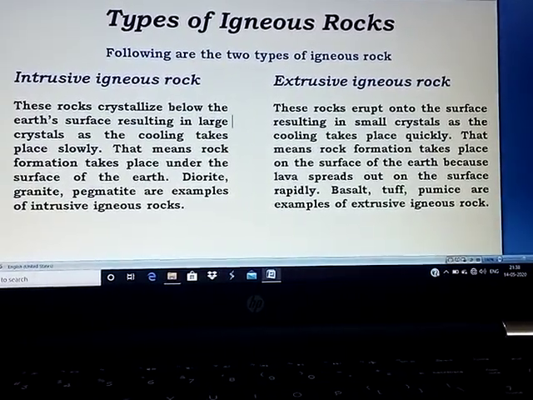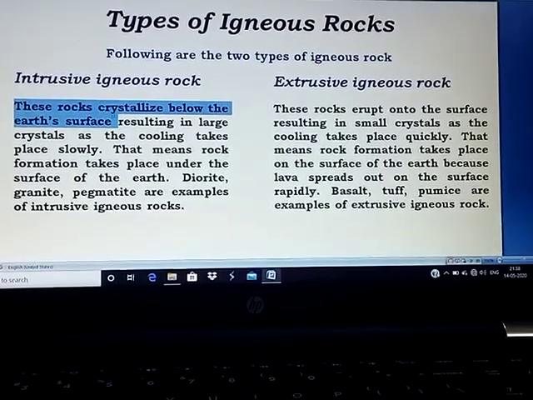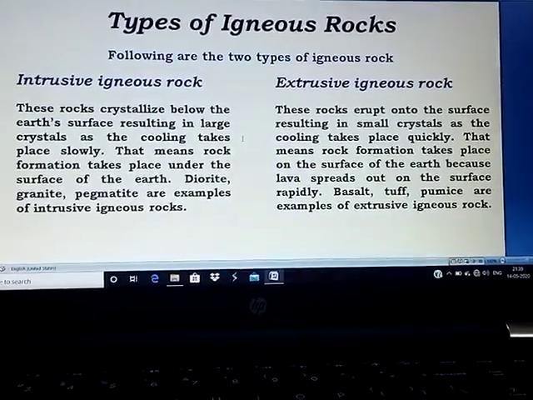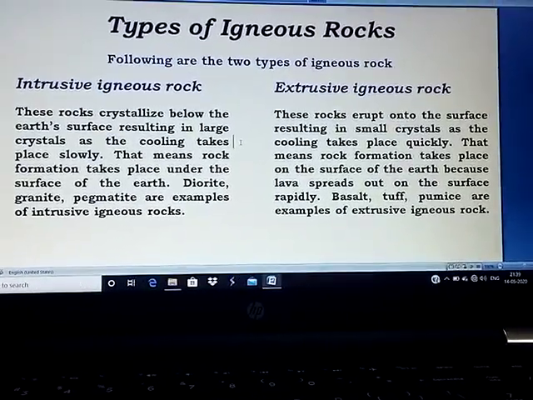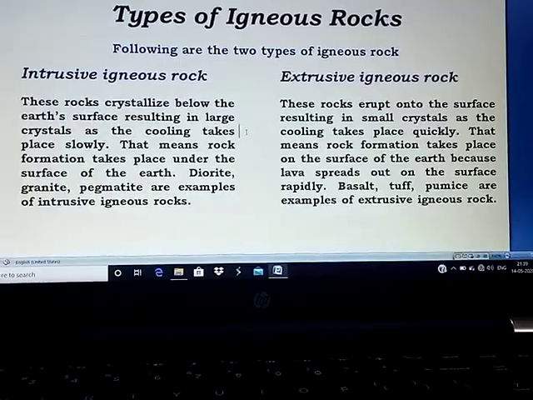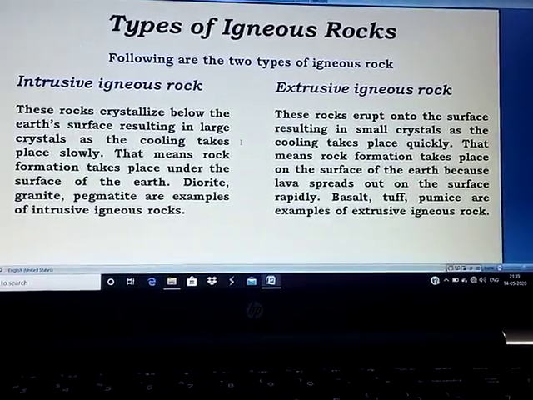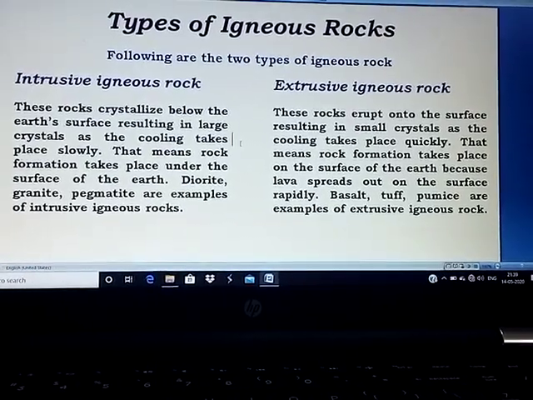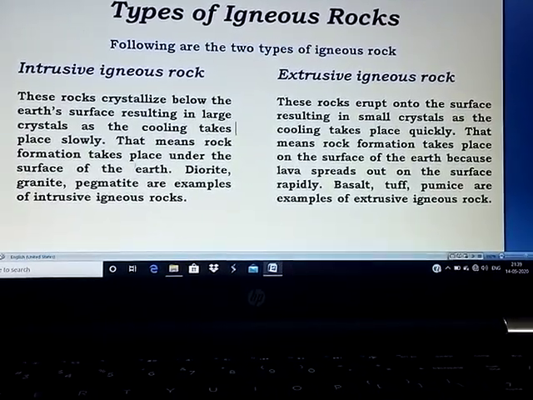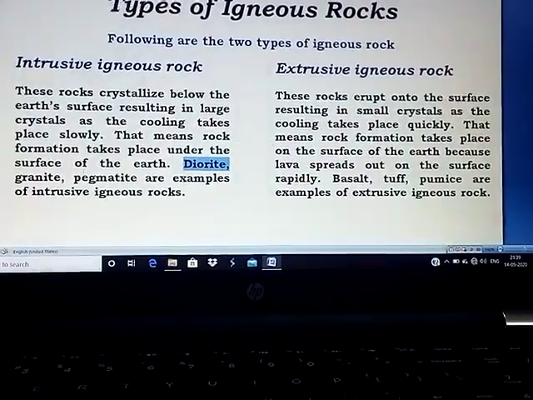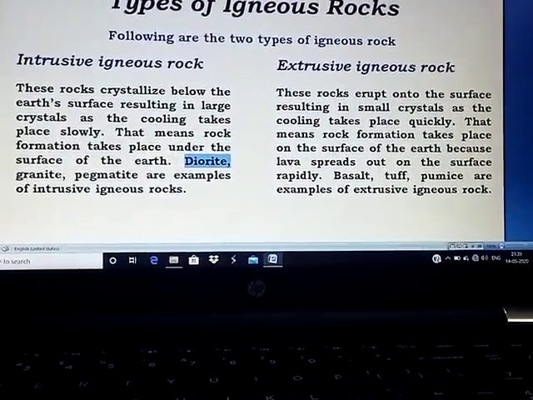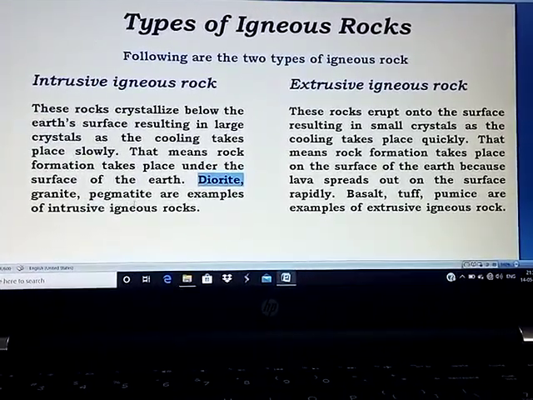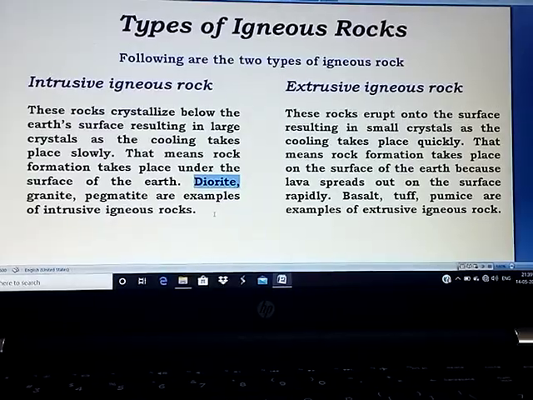So let us read in detail. These rocks crystallize, meaning they become crystal form of rock below the earth's surface, resulting in large crystals as the cooling takes place slowly. That means rock formation takes place under the surface of the earth. Some of the famous examples are diorite, granite. Granite is a very good example. In the kitchen, that slab is made of granite. Then pegmatite, some of the examples of the intrusive igneous rocks.